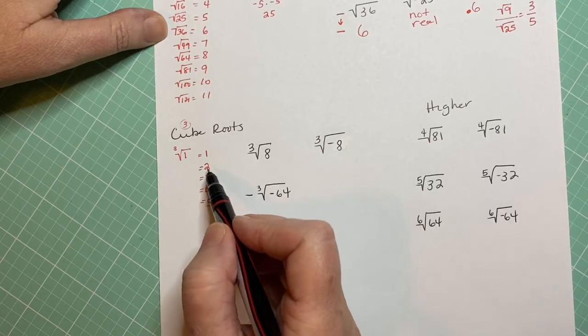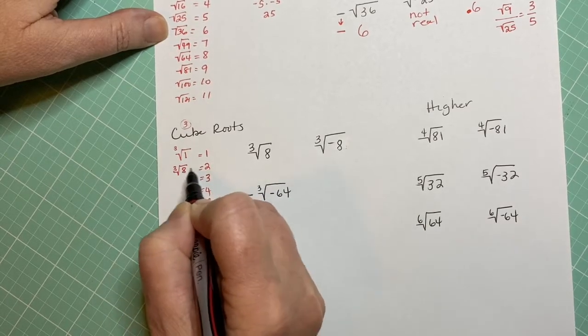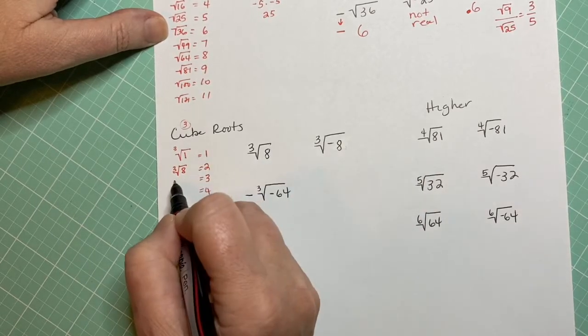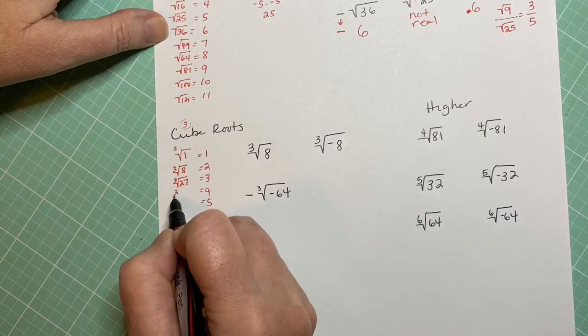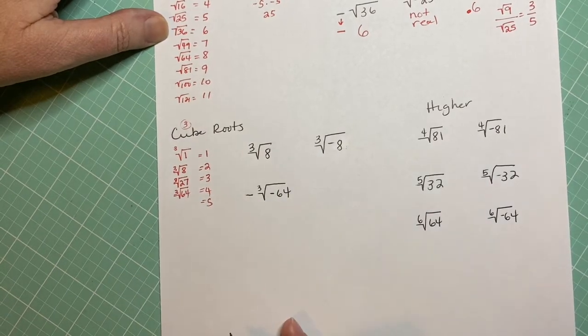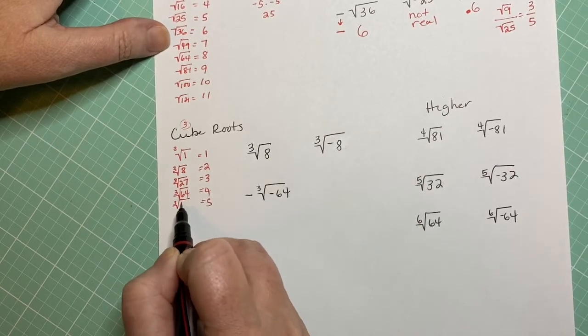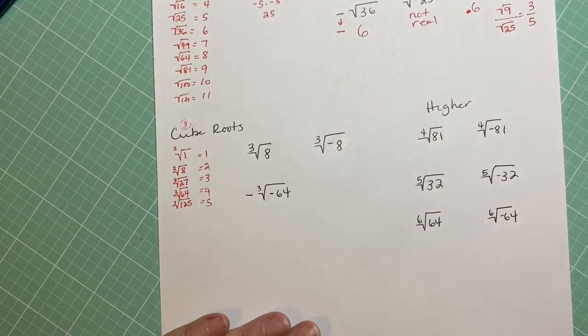The next one will be 2. So I'm really doing 2 times 2 times 2 is 8. So the cube root of 8 is equal to 2. 3 times 3 times 3 is 27, so the cube root of 27 is 3. 4 times 4 times 4 is 64, so the cube root of 64 is 4. And then 5 times 5 times 5 is 125, so the cube root of 125 is 5. So a cube root is asking you what number times itself 3 times would give you that number.